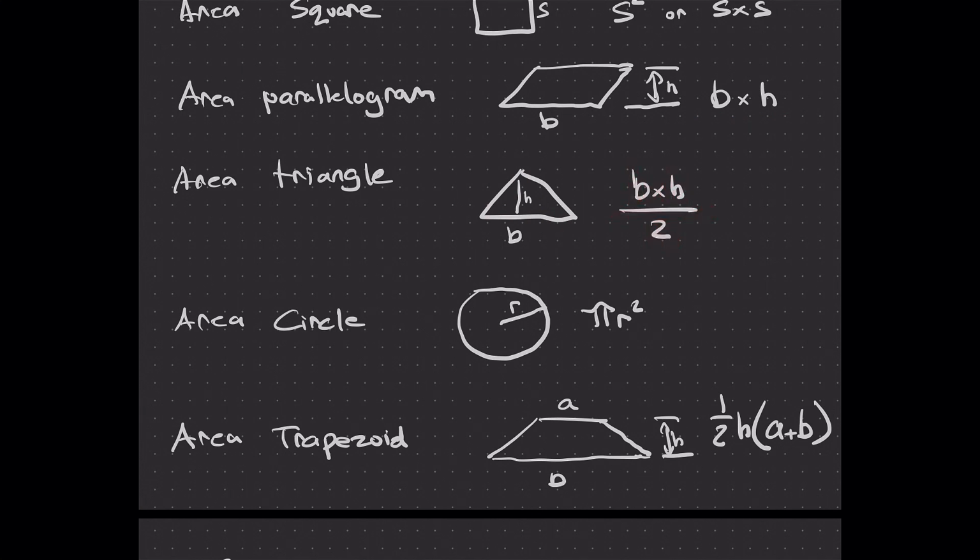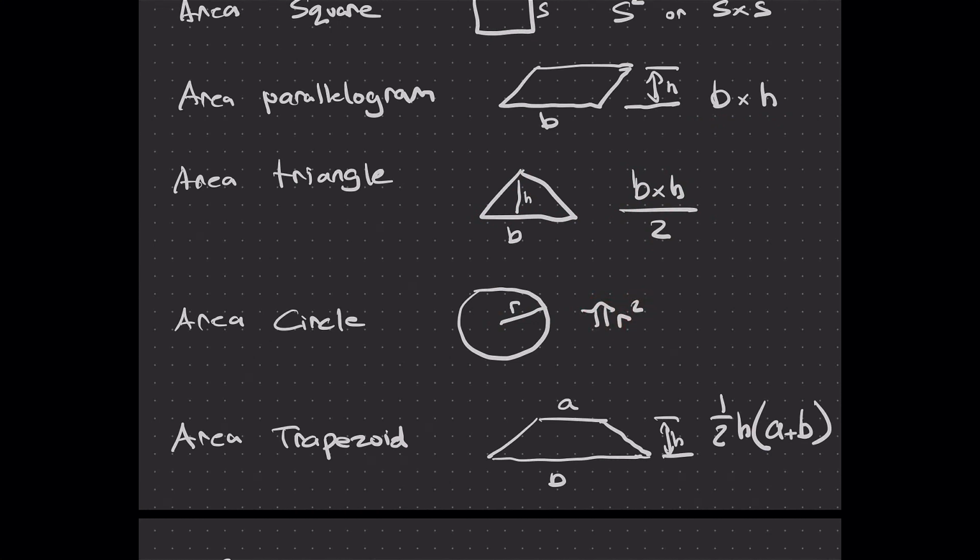Okay, and moving on to the circle. The area of a circle, we need to know the radius. So if they give you the diameter, we can just divide that by 2 to calculate the radius. And that is just going to be pi times the radius squared.